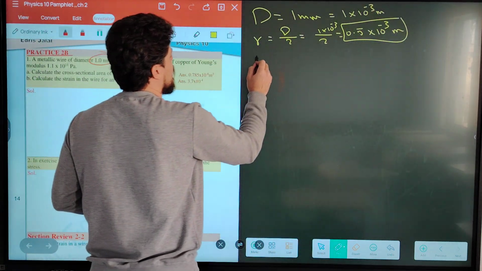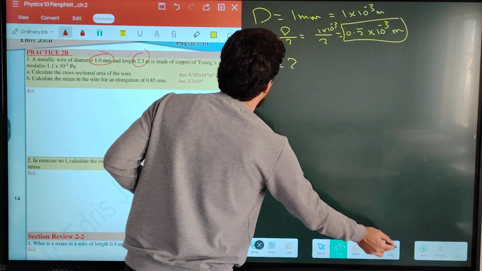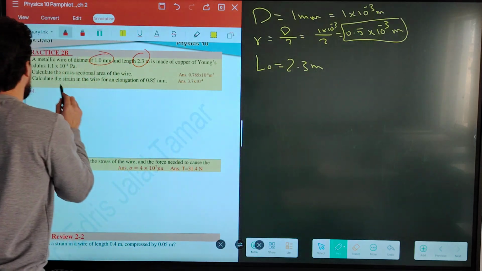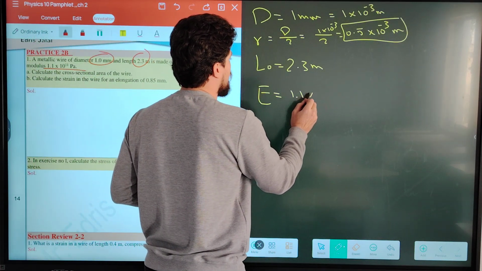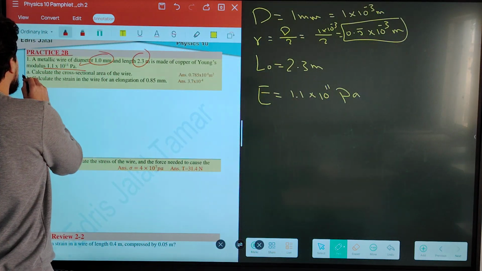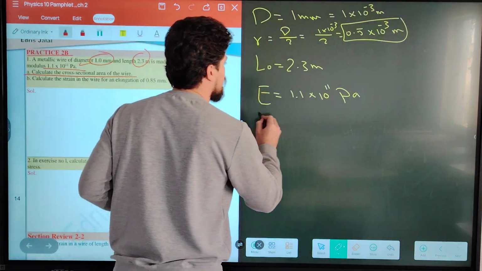Length 2 meter. Initial length 2, sorry, 2.3 meter. Made of copper. Young's modulus given 1.1 times 10 power 11 Pascal. Okay? What is unknown? Calculate the cross-section area of the wire. We have two unknowns in this question, guys.